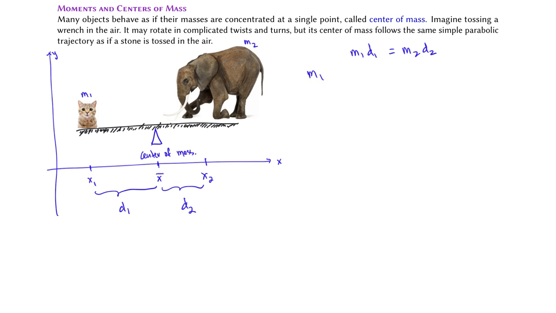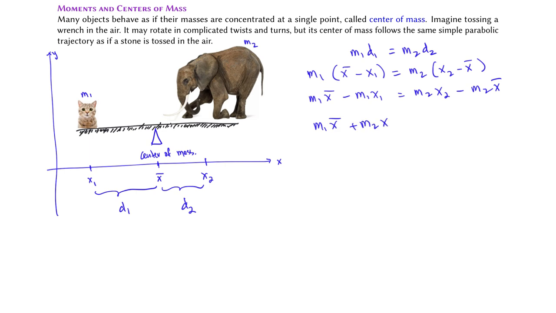But d1 is x bar minus x1, and d2 is x2 minus x bar. This is what we call the directed distance from the y-axis. Multiply them out. We have m1 x bar minus m1 x1 equals m2 x2 minus m2 x bar. And we group the x bar terms on the left, the other terms to the right-hand side, and we factor out x bar.